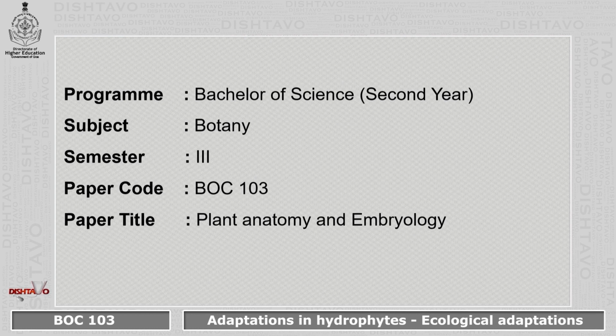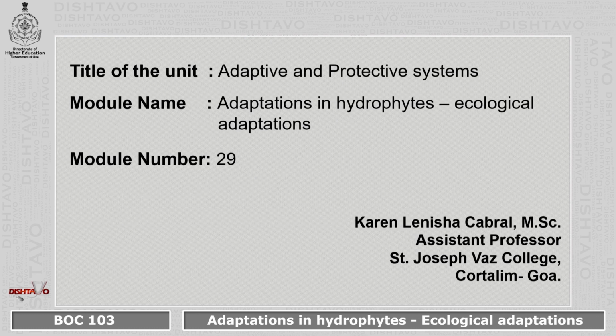Paper code BOC 103. Paper title Plant Anatomy and Embryology. Title of the unit Adaptive and Protective Systems. Module name Adaptations in Hydrophytes, the Ecological Adaptations. Module number 29.